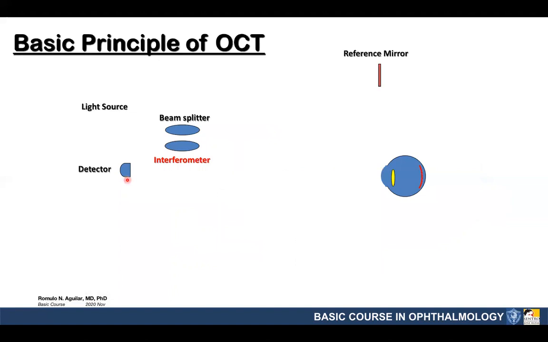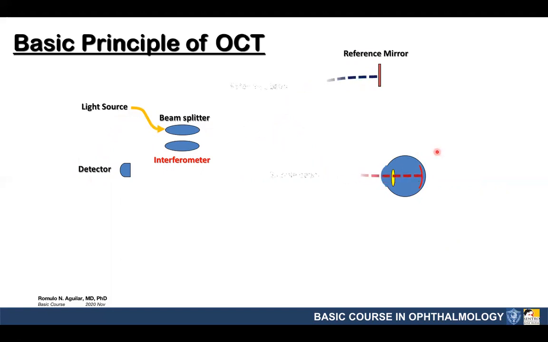Now, for the basic principle of OCT, it's not very different. You have a source, but this time it is not sound, but a light source. Now, the basic components of an OCT would be your light source, your beam splitter, a reference mirror, an interferometer, and a detector. From the light, it is split by the beam splitter. One arm is sent to a reference mirror. The other arm is sent to the target organ, in this case, the eyeball, or specifically the retina.